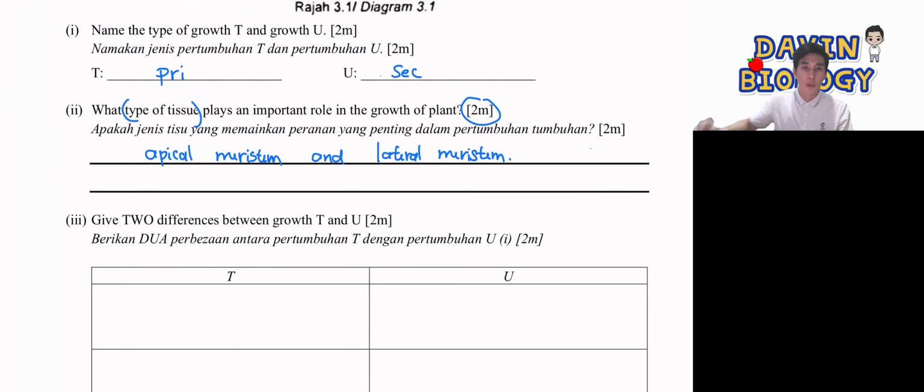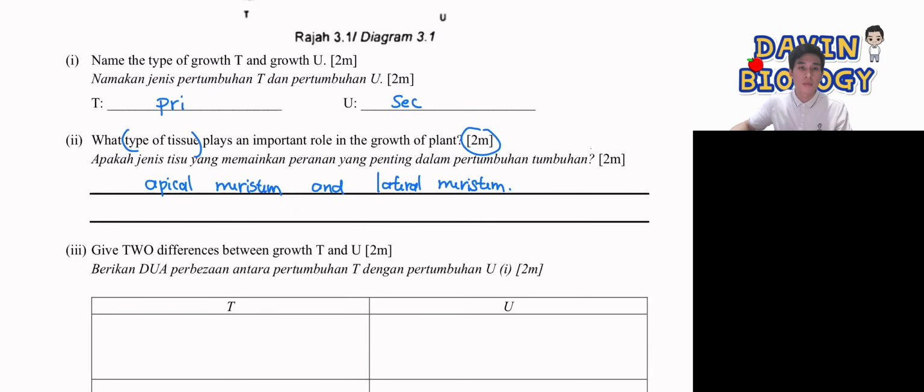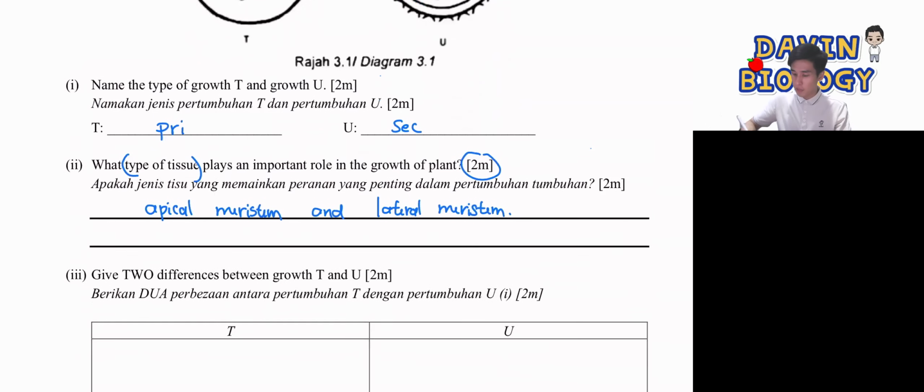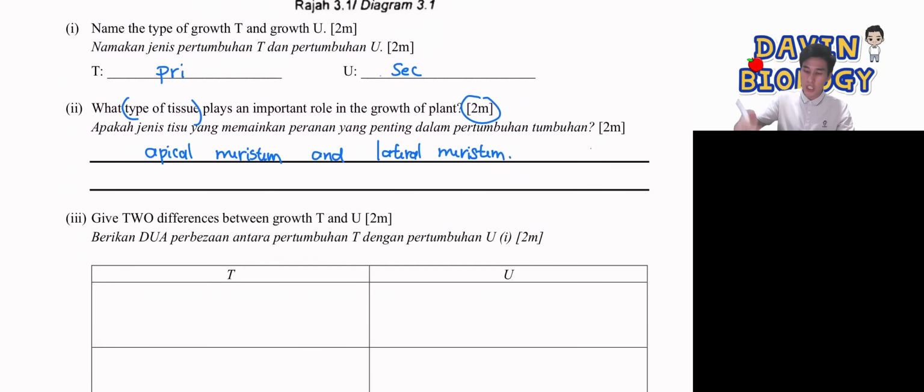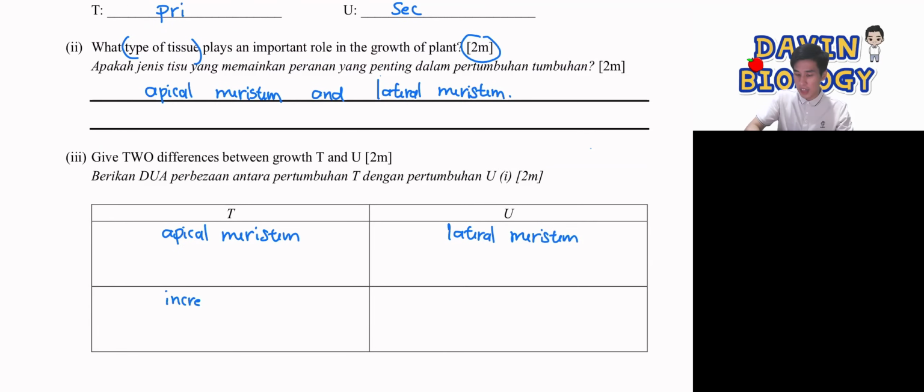Two differences between growth T and U. Same thing, primary growth, secondary growth. So one of the differences we already mentioned here, you can also say this. If it involves the apical meristem mitosis, it involves the lateral meristem mitosis. So same as just now already, I just write the keywords. One involved in increasing the height, length, and the other increases the diameter.